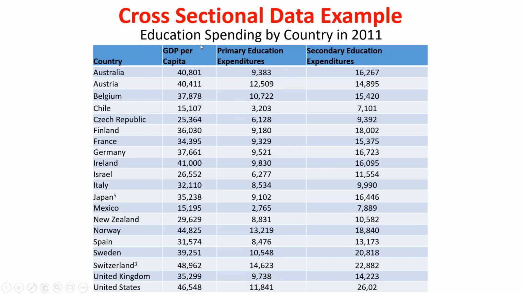Now, just because I have one point in time, I can still collect data on multiple variables, right? I can calculate not only the variable GDP in 2011, I can also figure out what the education expenditures were in 2011. So I can have multiple variables, it's just that they're all recorded at one specific time.